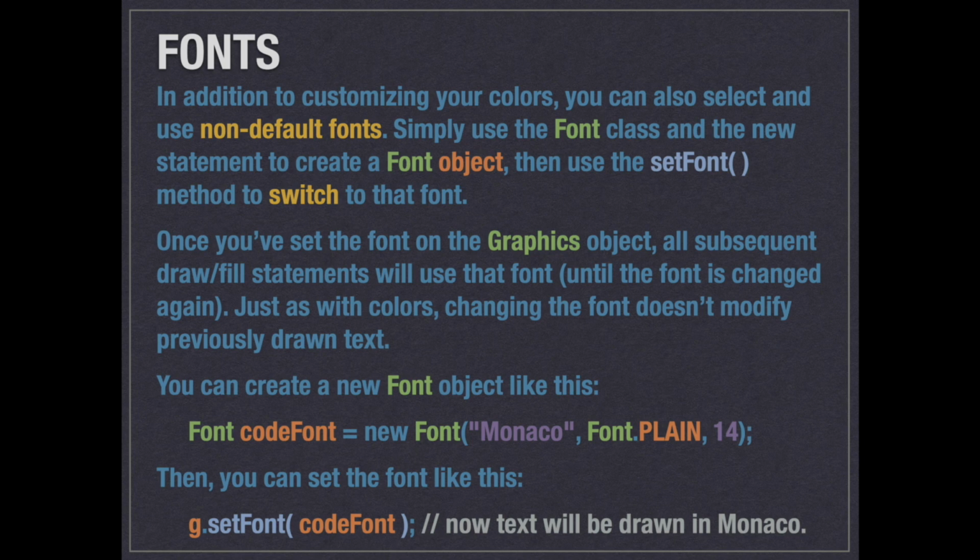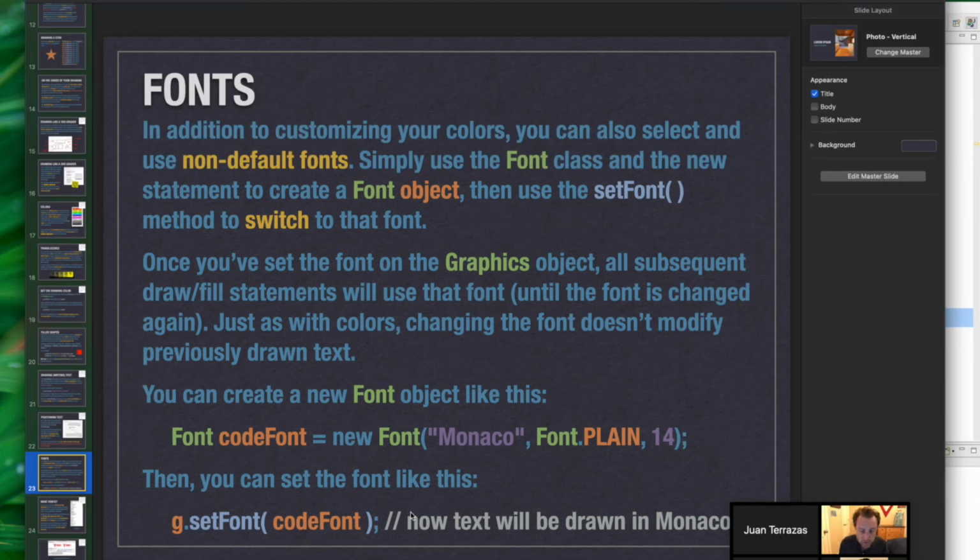And just like colors, the font change will only affect text that you display after that. So if you've already drawn something in a font that's different from the font you're changing it to, it will remain drawn in the font that you drew it in. Just like colors that you drew previously will stay the color you drew them in and not take on the new color.